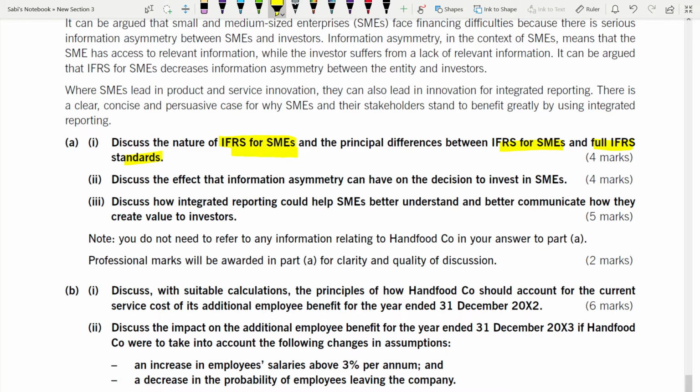Next, discuss the effect that information asymmetry can have on the decision to invest in SMEs. What is information asymmetry? One party is having more information than the other. It's not symmetrical, right? Third, discuss how integrated reporting can help SMEs better understand and better communicate how they create value for investors. Integrated reporting for SMEs, not for anything else, but for SMEs, how it can help.